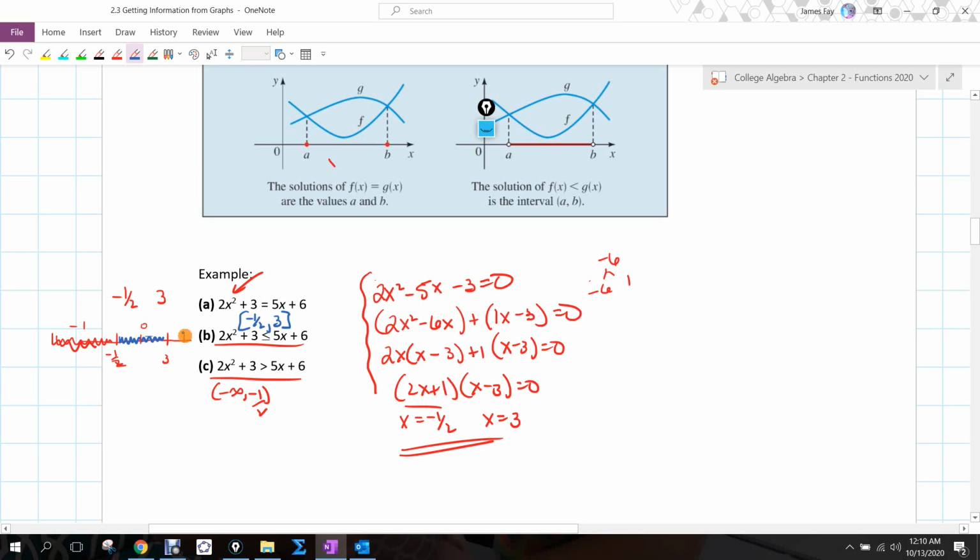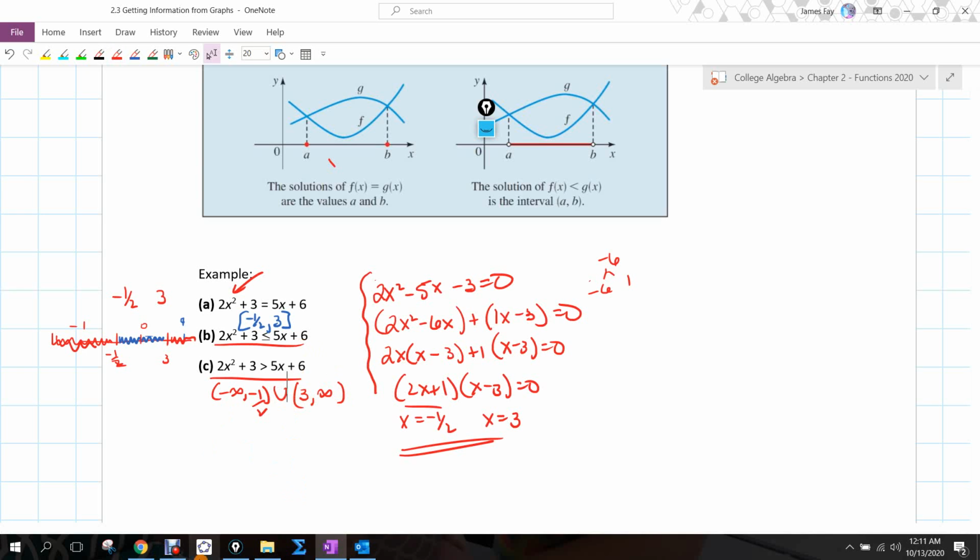Now I'm going to try a number like 4. I'll put 4 in here. I get 16 times 2, 32, plus 3 is 39. Is 39 less than 26? No, it's not. So that must mean that these values over here are true for the other one. So I'm going to say numbers that are bigger than 3 and go to infinity, and I'll union that.